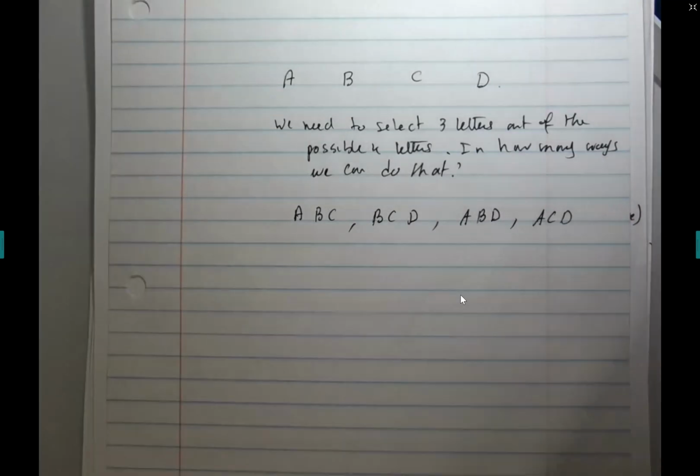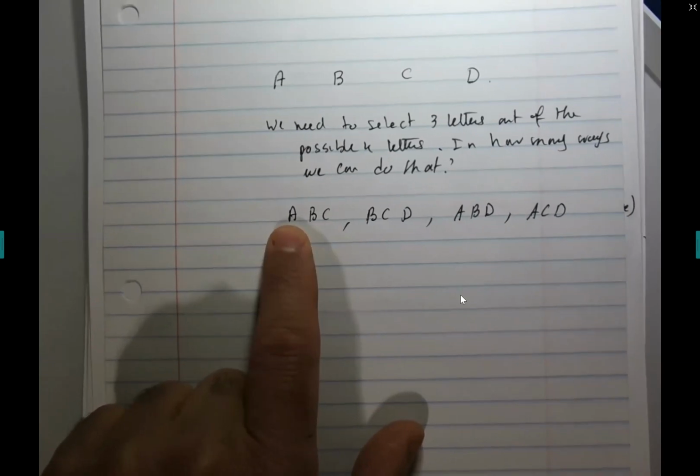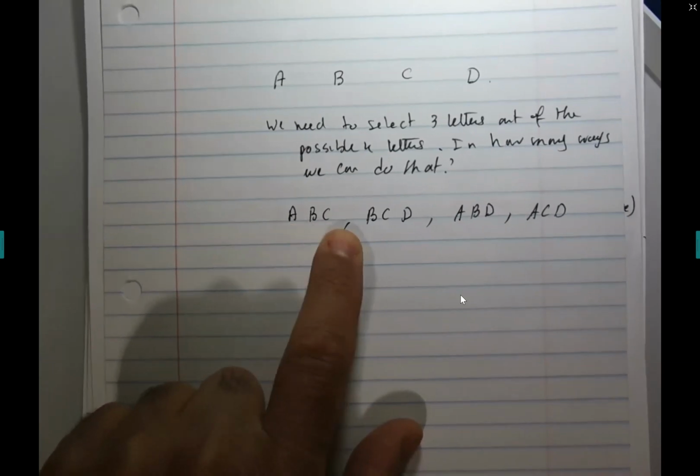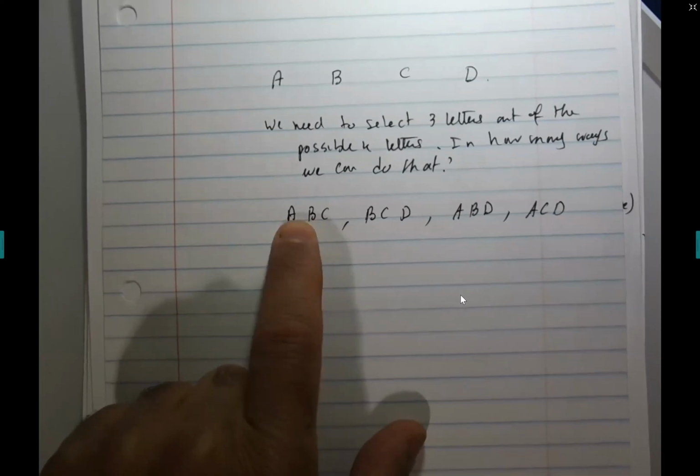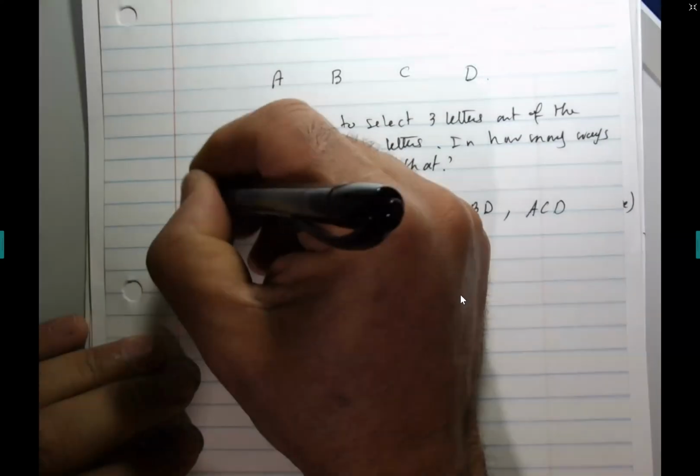What about CBA? Will it work? It's already there. ABC, CBA. It's the same group, same students. Student C is there, student B is there, student A. Order here is not important, who comes first. So the order is not important.